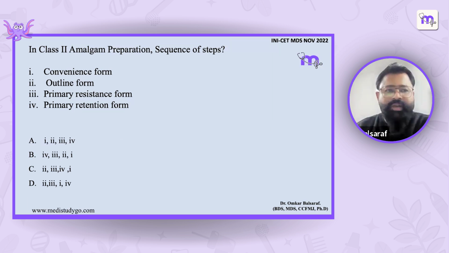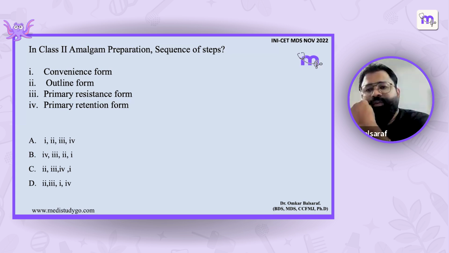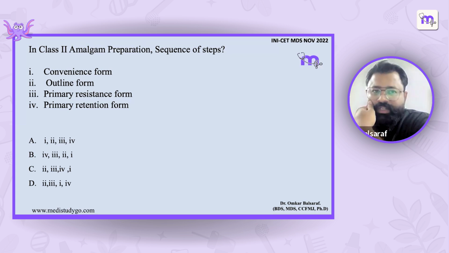Again, a tricky question from conservative. In class 2 amalgam preparation, the sequence of steps should be: first is convenience form, second outline form, third is primary resistance form, fourth is primary retention form. Here's the most neglected part. We generally don't recollect the steps. So A is 1, 2, 3, 4, B is 4, 3, 2, 1, C is 2, 3, 4, 1, and D is 2, 3, 1, 4. Such kind of questions will definitely check your basics. We are prepared for the worst ones, but these are the ones you generally neglect.